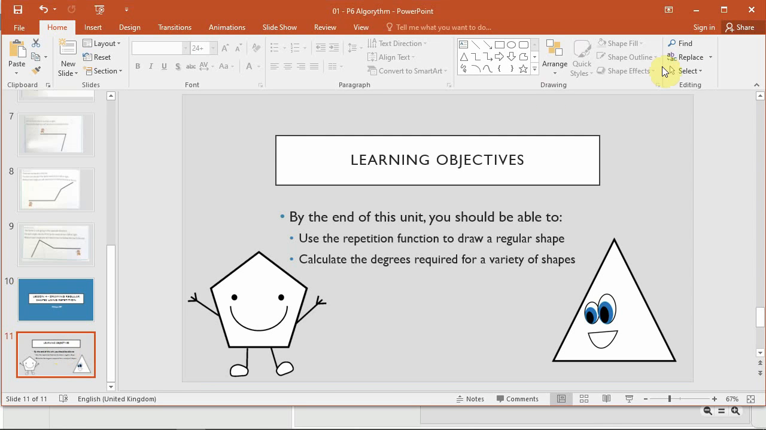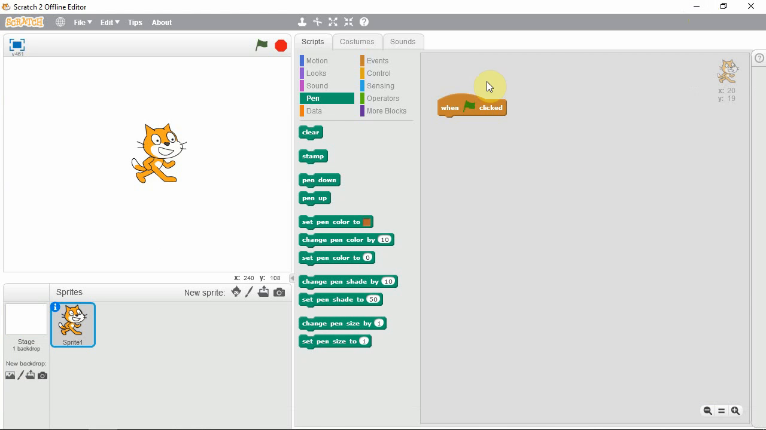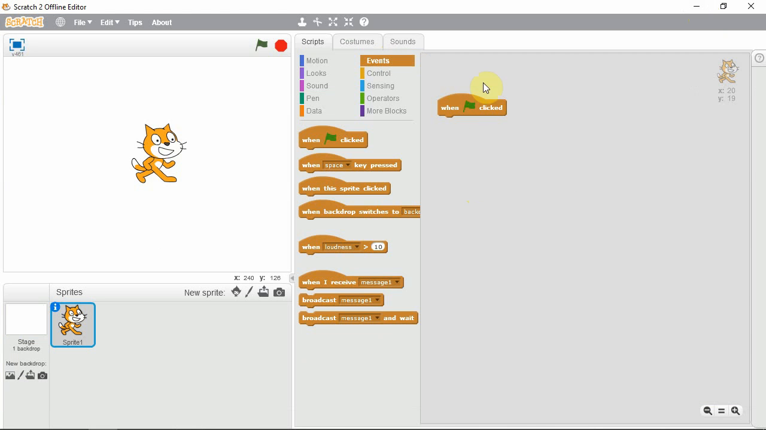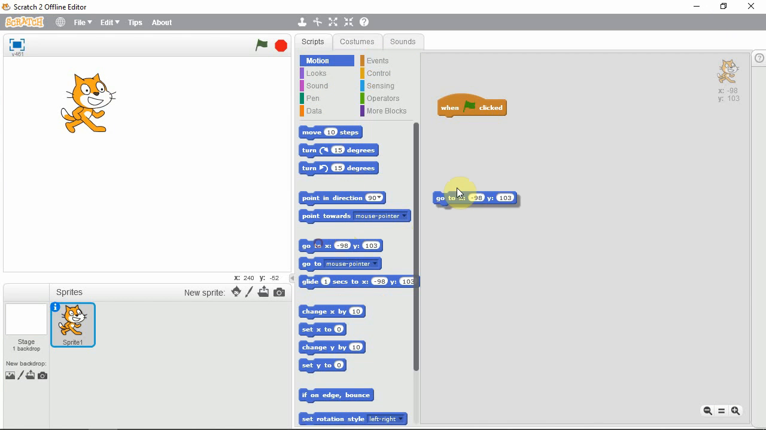Okay, so let's open up our Scratch. We have it ready here. Okay, we're going to start off with our event. Now, for these, I'm going to move my starting point somewhere around here. Okay, so I can see this is around minus 95 and 110. I think it's about right. Yes. Okay, excellent. So we have our go to.